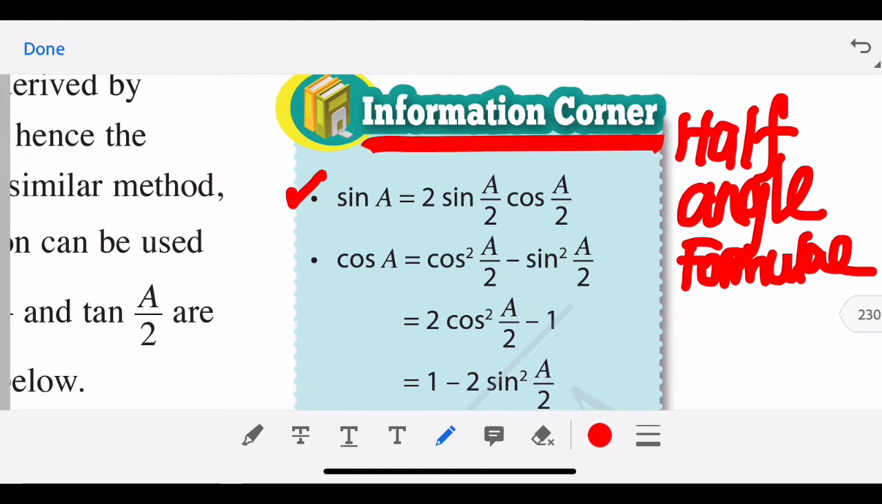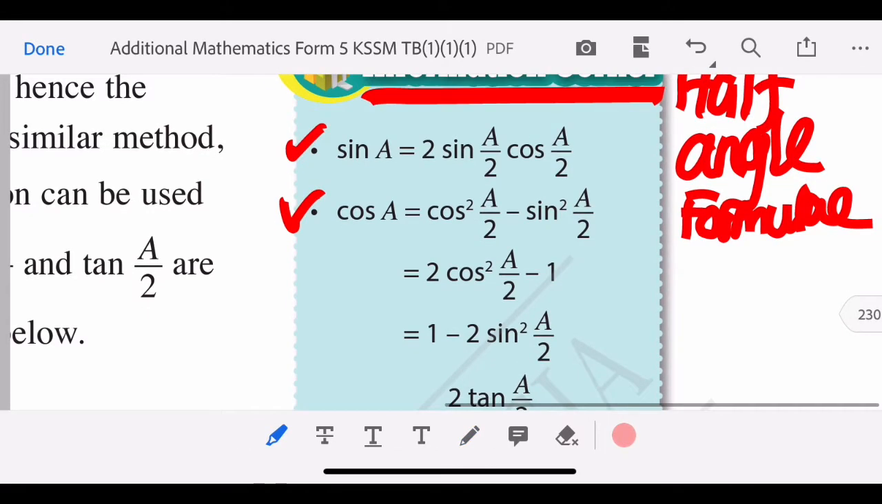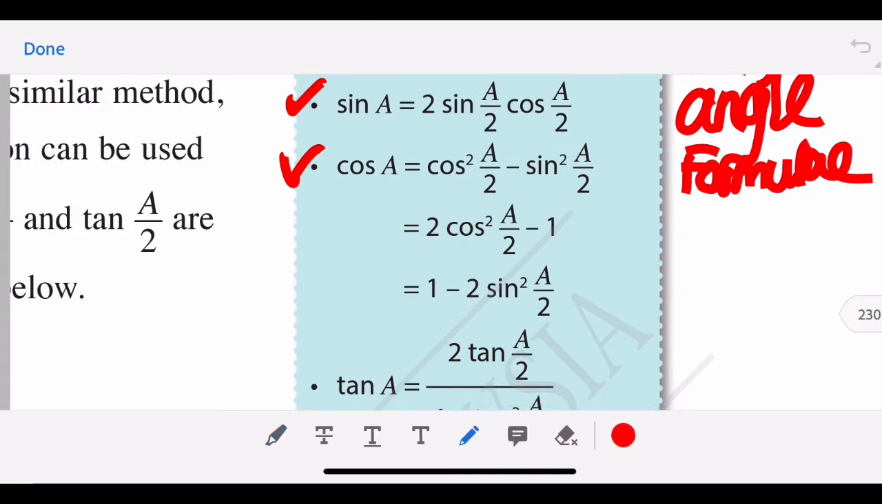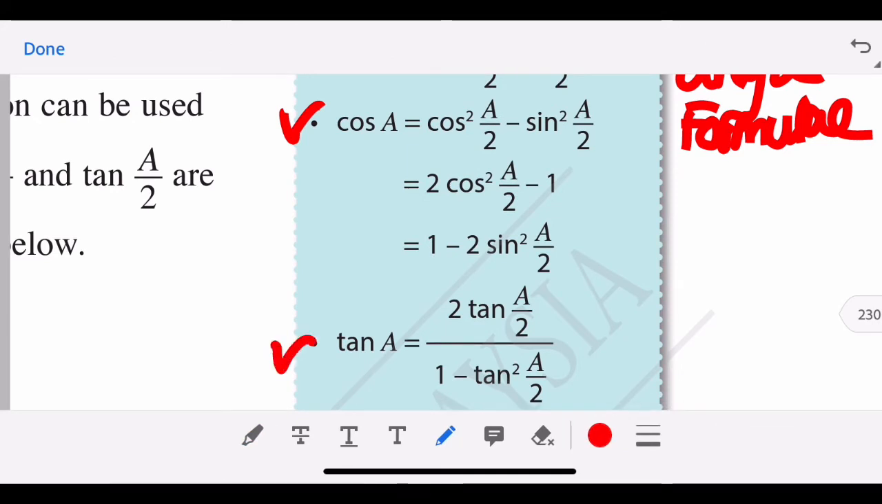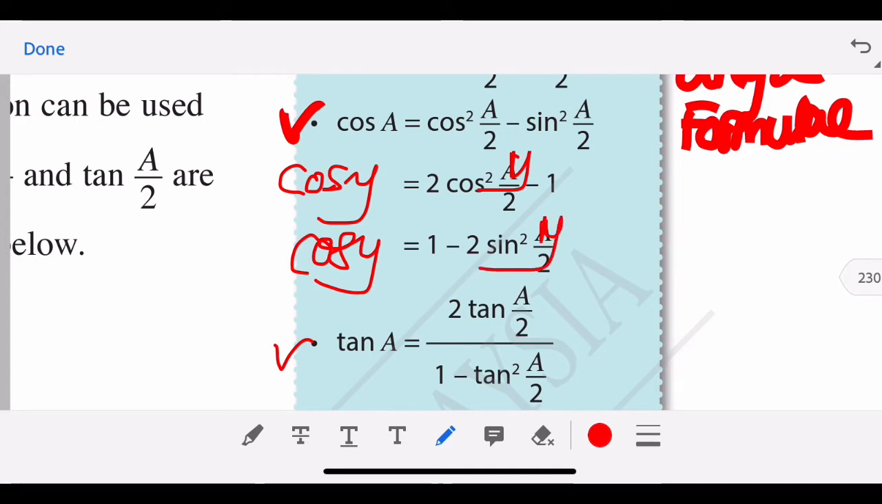For example, cos 2A, right? You have cos 2A equal to cos square A minus sine square A. So now you just halve all the angles, so it becomes cos A equal to cos square half A minus sine square half A. And the same applies to 2 cos square half A minus 1 and 1 minus 2 sine square half A, right? So now we will change to cos y because our question is asking for angle y. So cos y will become 2 cos square y over 2 minus 1 or 1 minus 2 sine square y over 2, right?